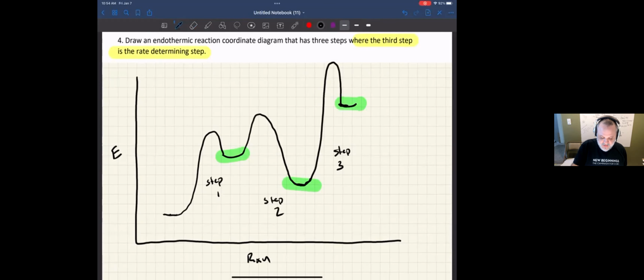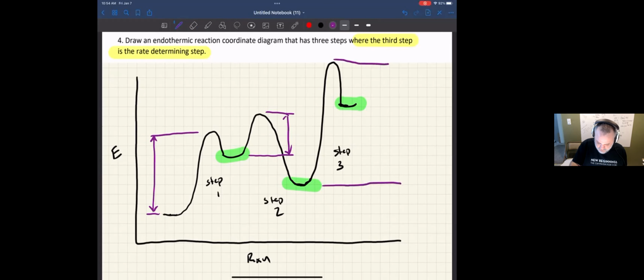And so we can see that there's an activation energy for step 1. That's the activation energy for step 1. Here's an activation energy for step 2. And here's the activation energy for step 3. Step 3 is the slowest step, so it's the rate determining step. Okay.